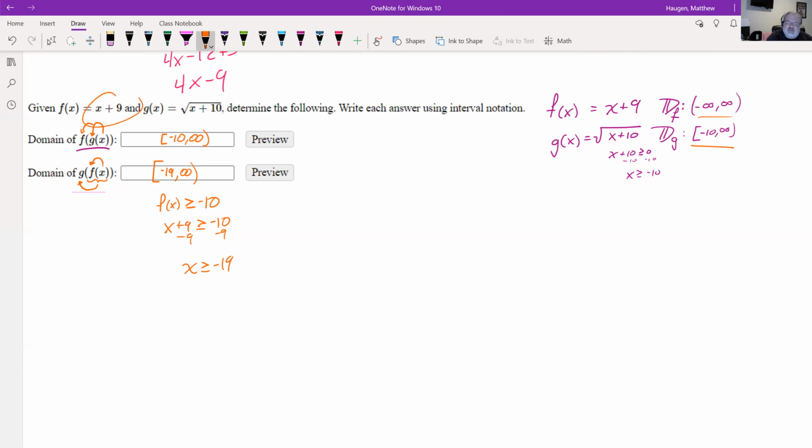Still, you take the x plus 9, put it in there for the x, and you'd get the square root of x plus 9 plus 10. We'd probably start like that, but the parentheses, again, aren't doing anything. So we'd have the x plus 19, and that x plus 19 has to be greater than or equal to 0. So you end up with the same thing. Makes sense. Particularly when one of them has restrictions and the other one doesn't, it can be nice to just track your inputs, because that's really what's happening there.